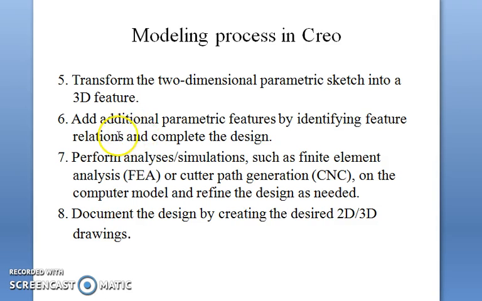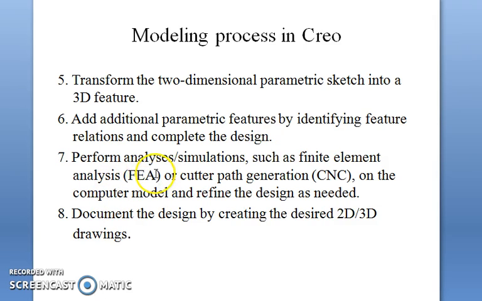And the next step is to add additional parametric features by identifying feature relations and complete the design. Additional parametric features are, for example, if there is a hole feature, if there is a threaded part, if threading is there, and if a slot, a T slot is there, some other features can be added to finish the product, to bring a product to a finished state.